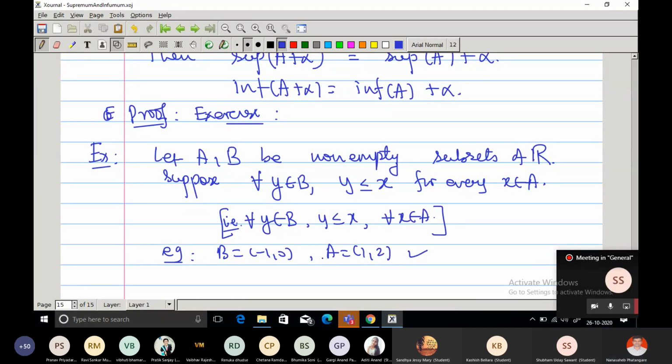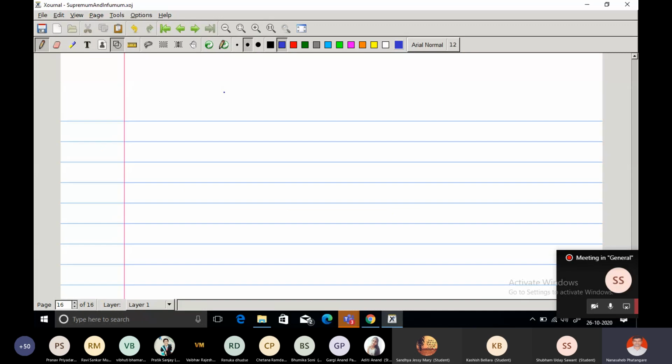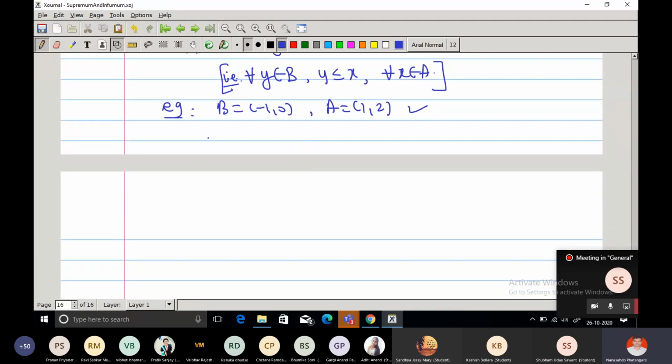Very good. So what this suggests is that every element of B is less than or equal to every element of A, right? If you look at these two sets, -1 to 0 is B and 1 to 2 is A. The largest element, or maximum possible element, of B is also less than or equal to the smallest element of A. That you can interpret.